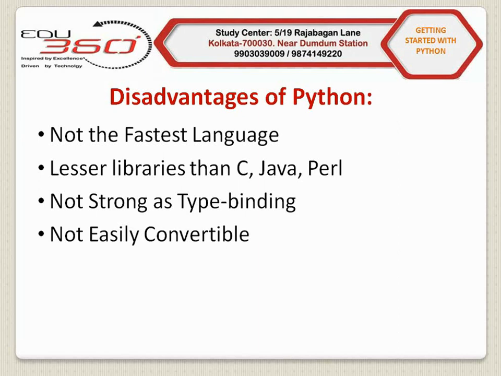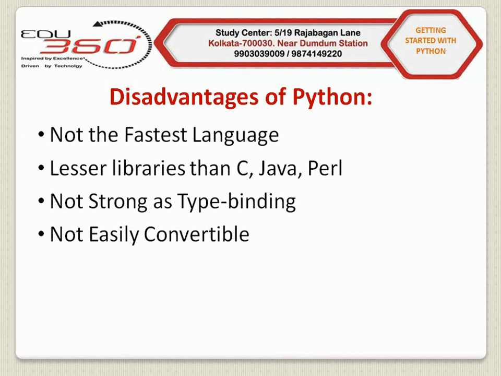Not easily convertible. Because of its lack of syntax, Python is an easy language to program in. But the disadvantage is when it comes to translating a program into another programming language. This is because most other languages have a structured defined syntax, whereas Python uses indented syntax.